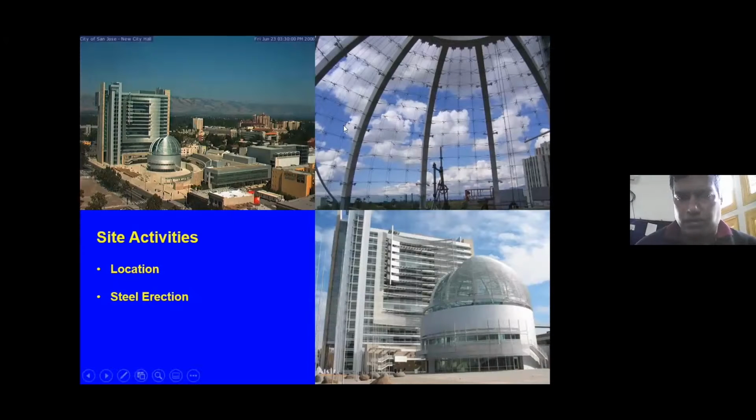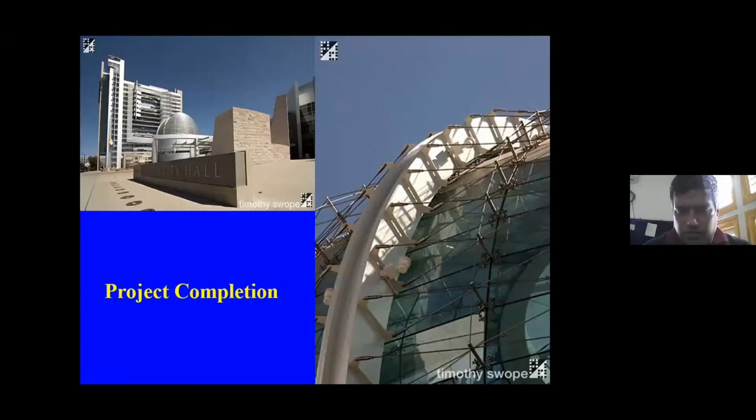And this is the final completion of the project. This is the final shot of the project in San Jose Civic Center. Yeah, this is the project completed.